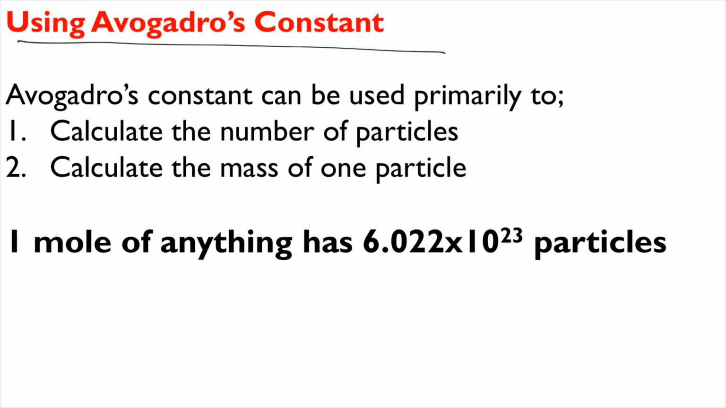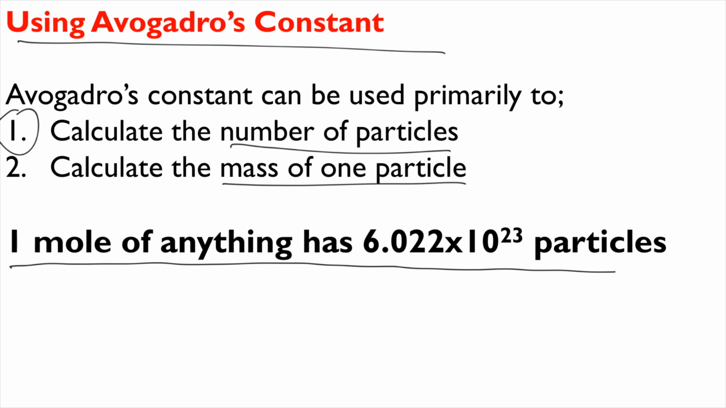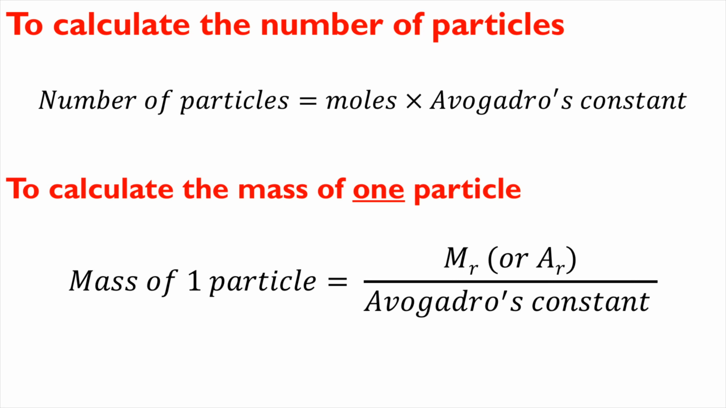Using Avogadro's constant. Avogadro's constant can give us 2 useful things. It can allow us to calculate the number of particles, and it can allow us to calculate the mass of one particle. Remember, 1 mole of anything has Avogadro's number of particles, which is 6.022 times 10 to the 23. So, converting those into equations.